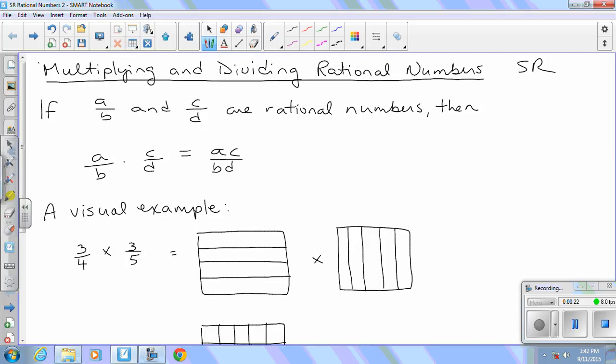So if A over B and C over D are rational numbers, then A over B times C over D is equal to A times C over B times D. So really it's a matter of multiply the numerators and multiply the denominators.